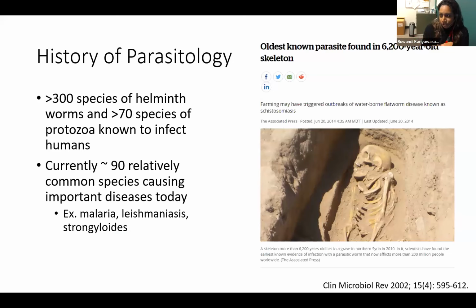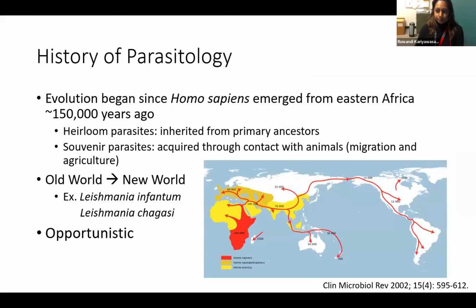And here I just wanted to show an article from CBC discussing another parasite called schistosomiasis and how they've identified this parasite in a skeleton from more than 6,000 years ago and from an area where schistosomiasis is currently still endemic, so Syria. So we can see not much has changed, and I'll talk about that further with regards to where parasitic infections are endemic and where we can see them popping up.